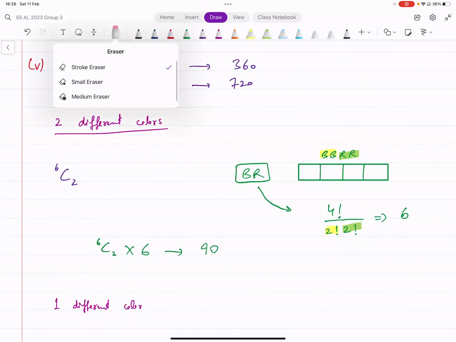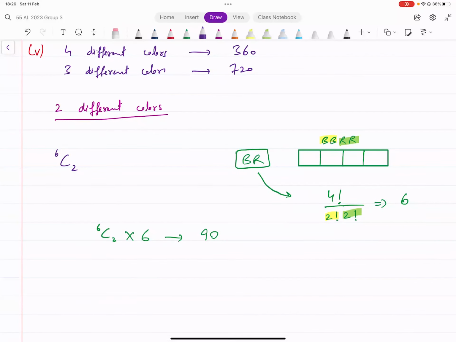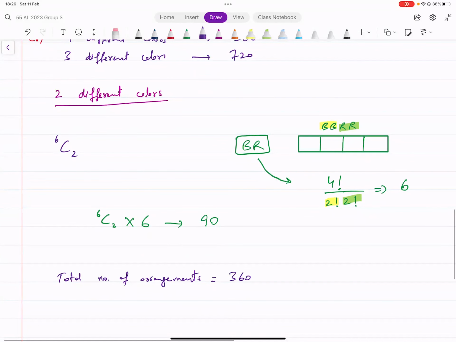आपके पास वही तीन possibilities हैं. You could have 2 different colors, 4 different colors, 3 different colors. उन तीनों को आप add कर दें. Total number of arrangements कितनी हो जाएंगी? हम देख लेते हैं. Total number of arrangements. It's going to be 360 plus 720 plus 90. You add all of them up and see what that gives you. 1080 plus 90, that's 1170. This is the total number of arrangements that you get in this case. Is this all right?